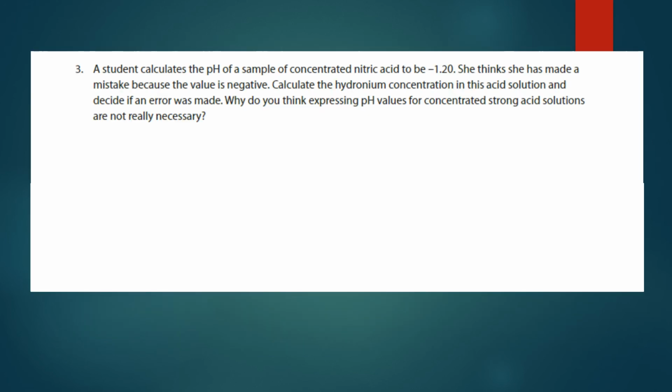Last question here. A student calculates the pH of a sample of concentrated nitric acid to be negative 1.20. I warned you that pH can be negative. She thinks she's made a mistake because the value is negative, and that makes sense because we don't normally report those really concentrated acids as a negative pH, but it can be done. So we're just going to plug it into the equation. We take 10 to the negative 1.20, plug that into our calculator, and we get a concentration of hydronium of 16 molar.